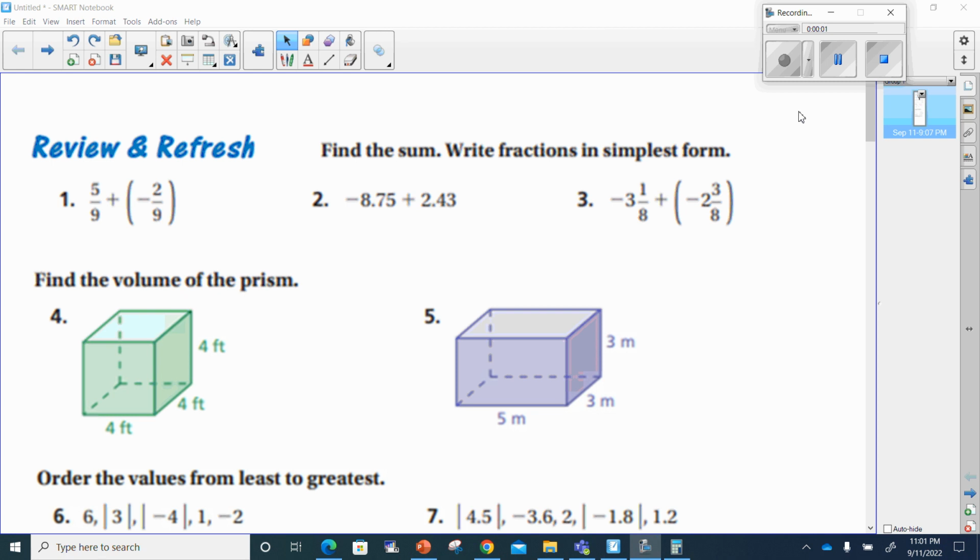Now, seventh graders, let's go ahead and get this homework out of the way. Here's number one. We got find the sum, fractions in simplest form when we're adding these together.